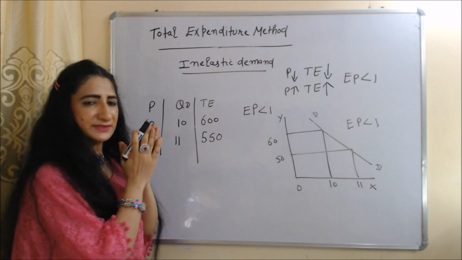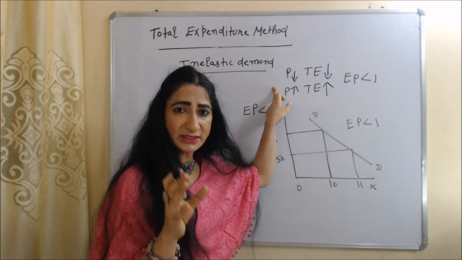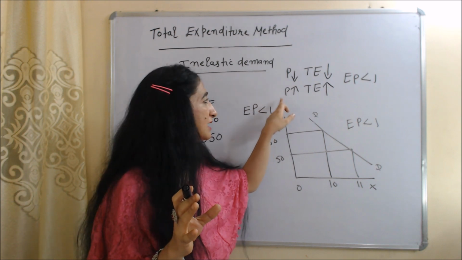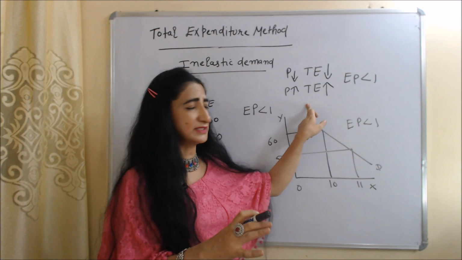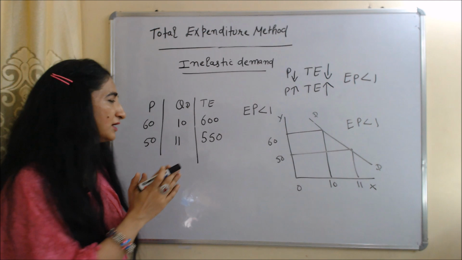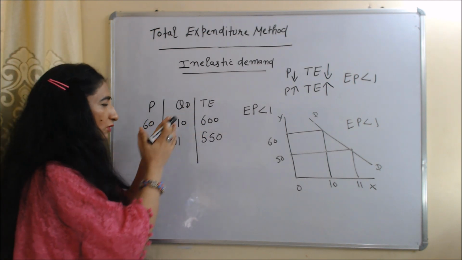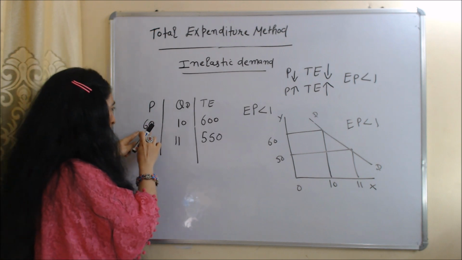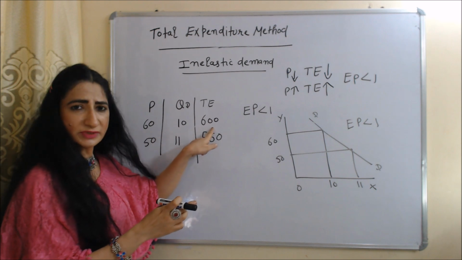Next is inelastic demand. In such a case, decrease in price will lead to decrease in total expenditure, and increase in price will lead to increase in total expenditure. That's why price elasticity of demand is less than 1. First column we have price, second column we have quantity demanded, third column we have total expenditure. When price is 60, quantity demanded is 10, then total expenditure is equal to 600.